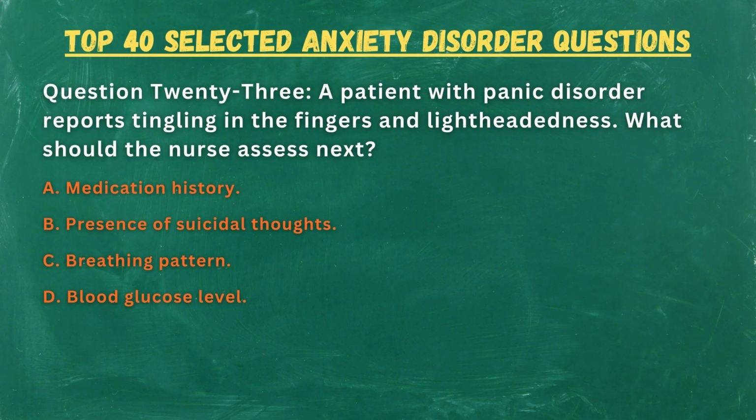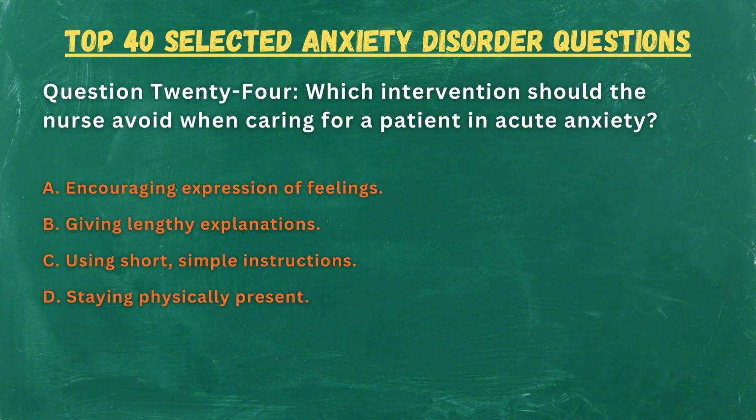Question 23. A patient with panic disorder reports tingling in the fingers and lightheadedness. What should the nurse assess next? A. Medication history. B. Presence of suicidal thoughts. C. Breathing pattern. D. Blood glucose level. Answer: C. Breathing pattern.